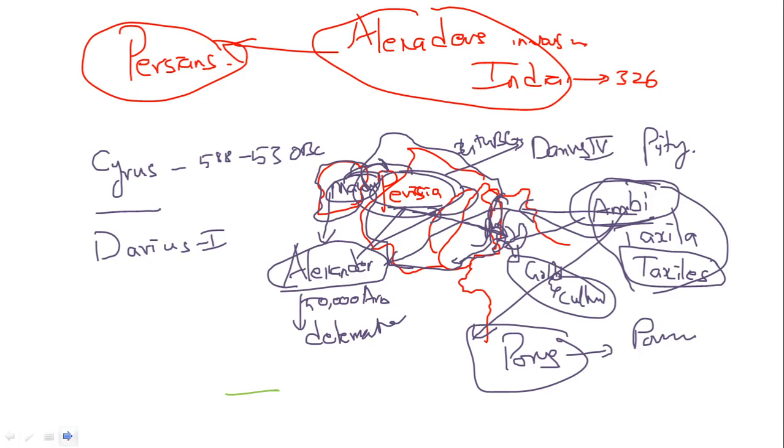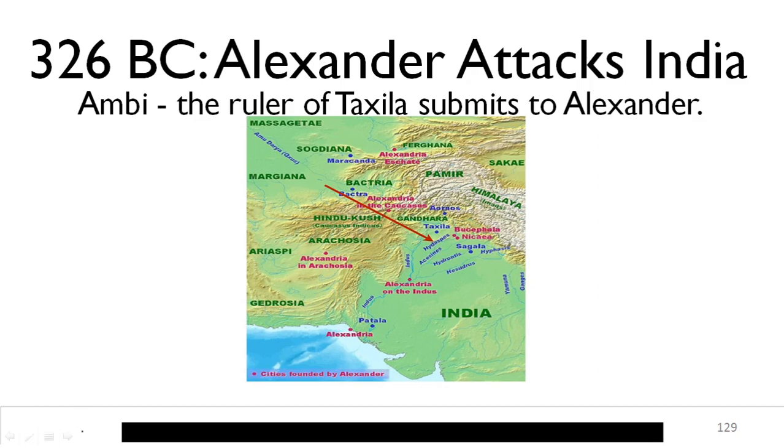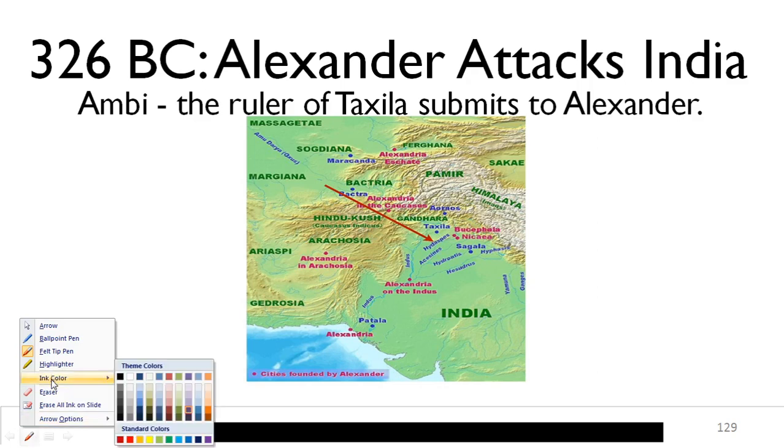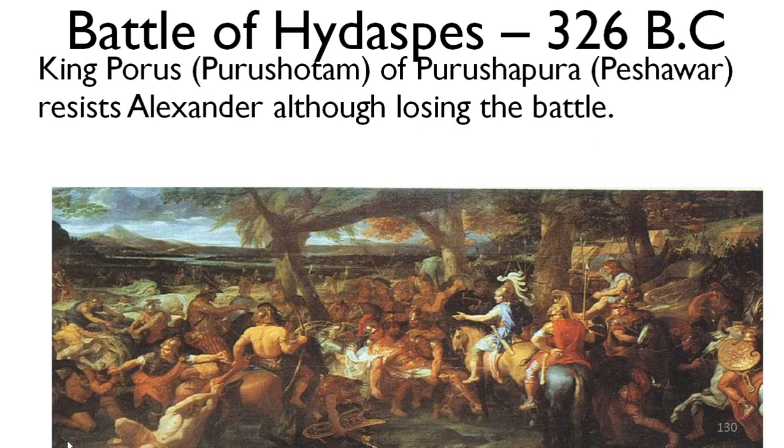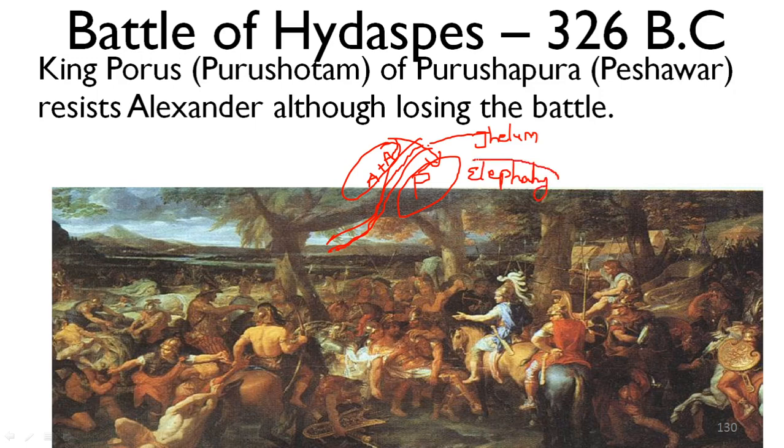Okay, next comes Porus. Alexander and Ambi face Porus at the riverbanks of Jhelum. On one side of the Jhelum there was Porus's army, on the other side it was Ambi and Alexander's army. That was the first time Alexander and his army faced a very huge army of elephantry, friends. They had never seen such an army where elephants were used in the battlefield.